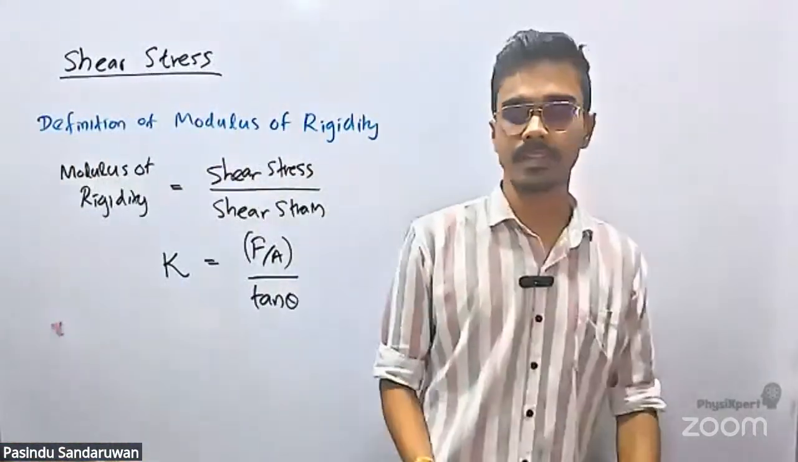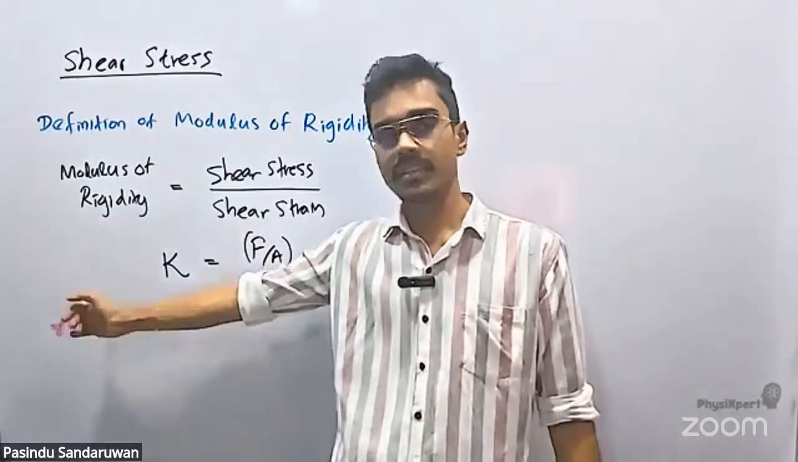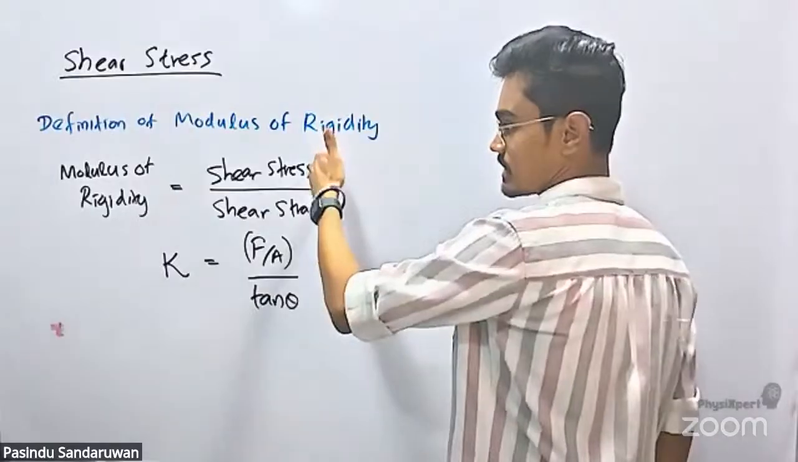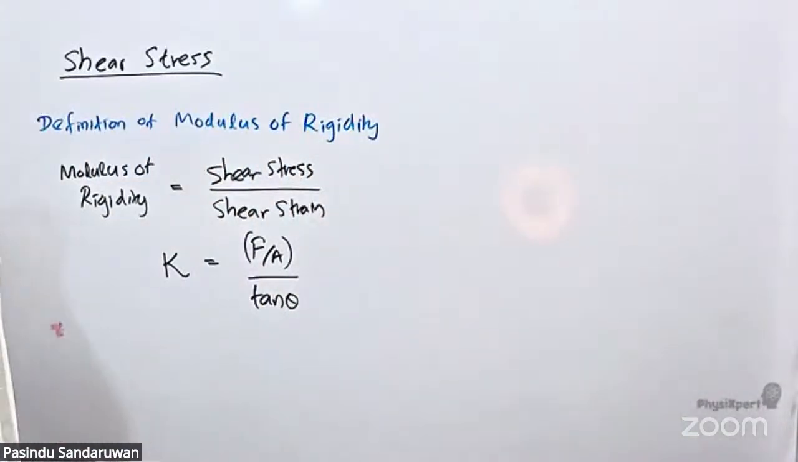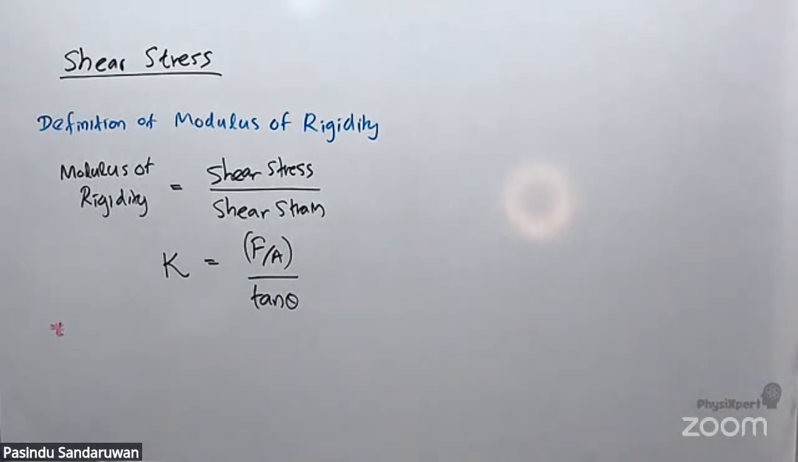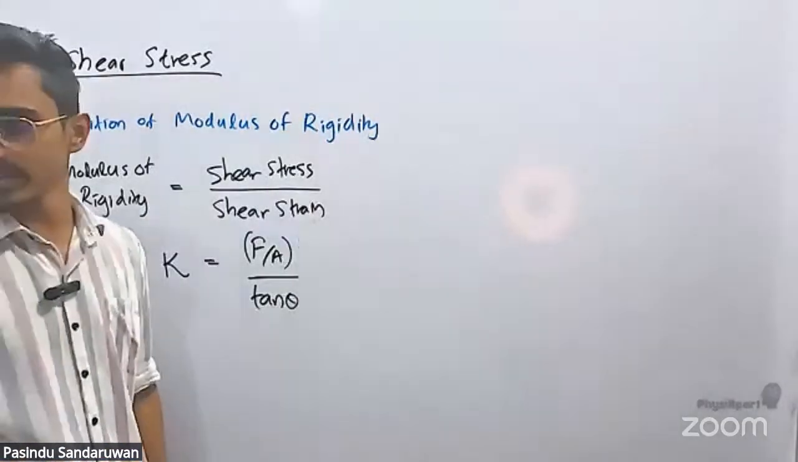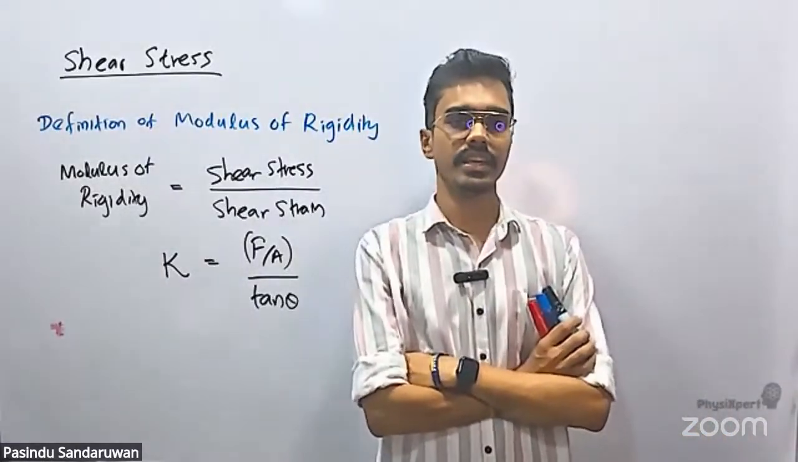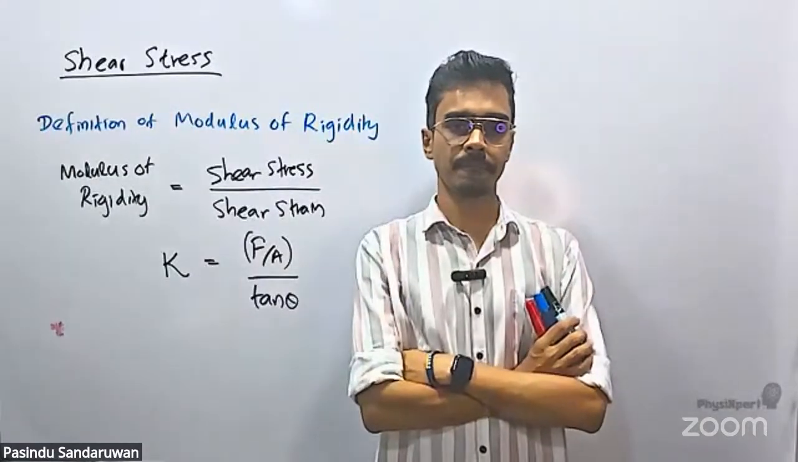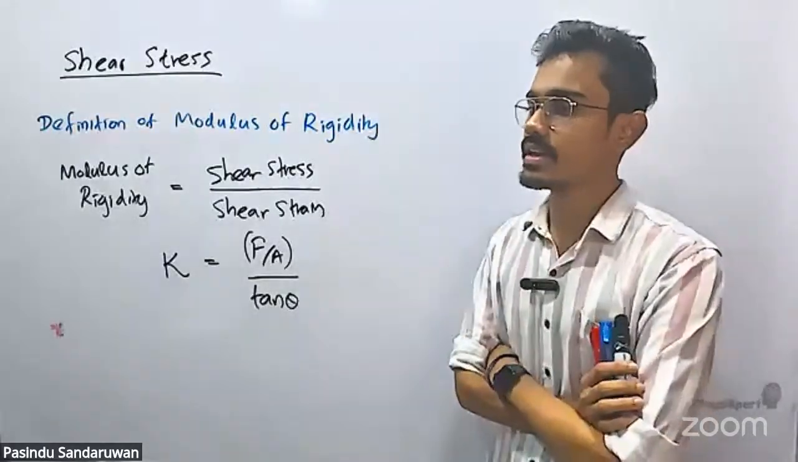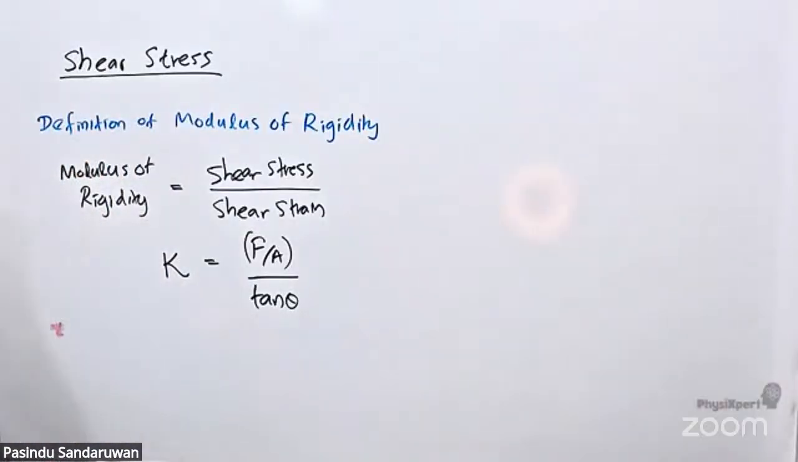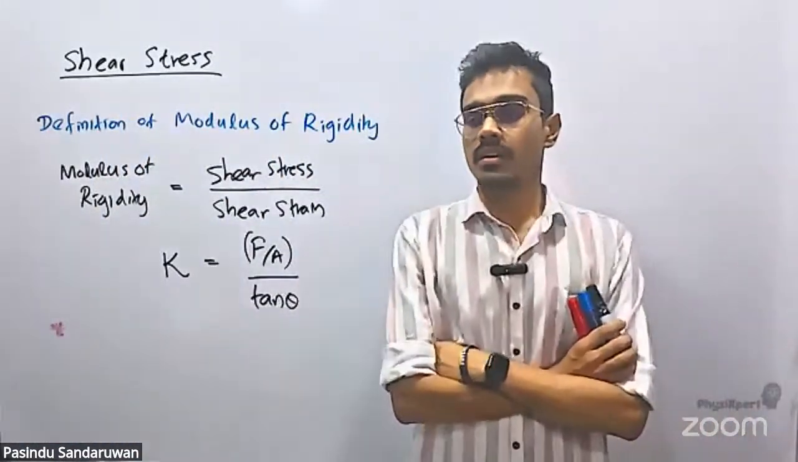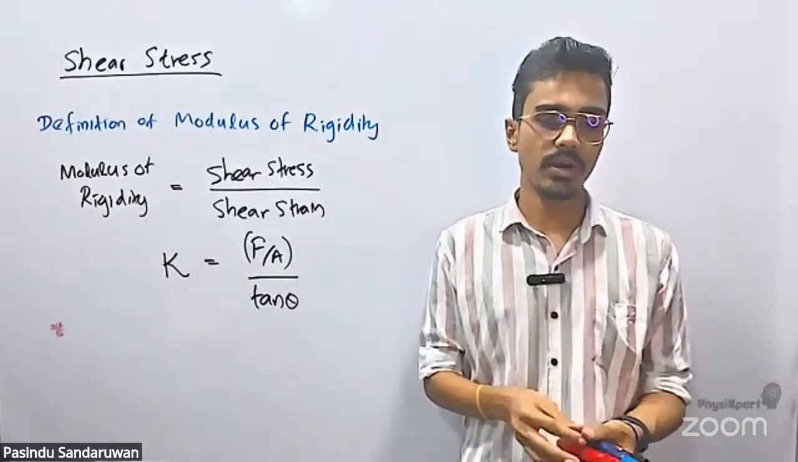The ratio between shear stress and shear strain is defined as modulus of rigidity. Right? Okay.